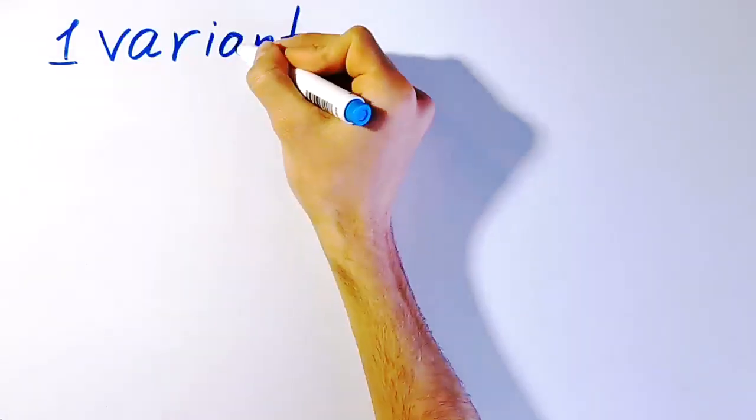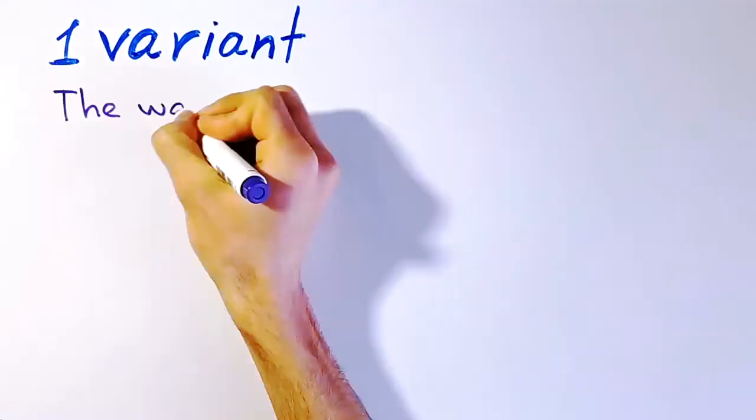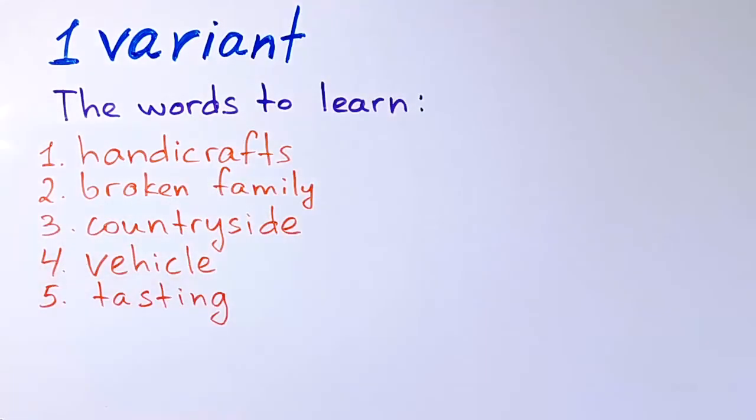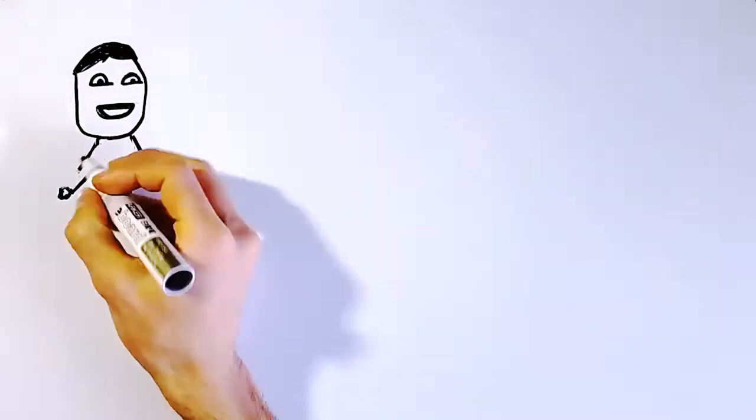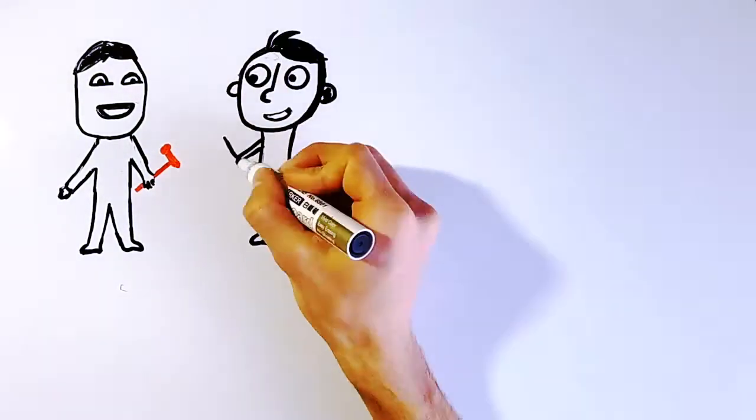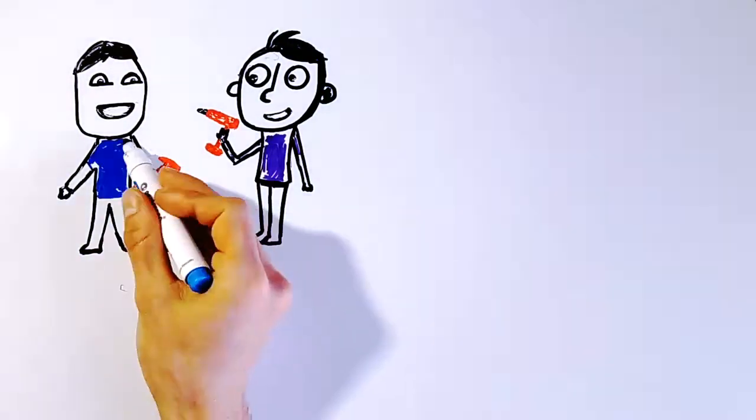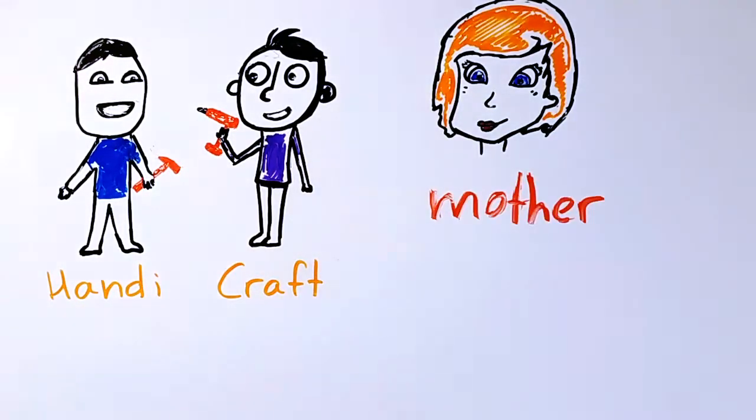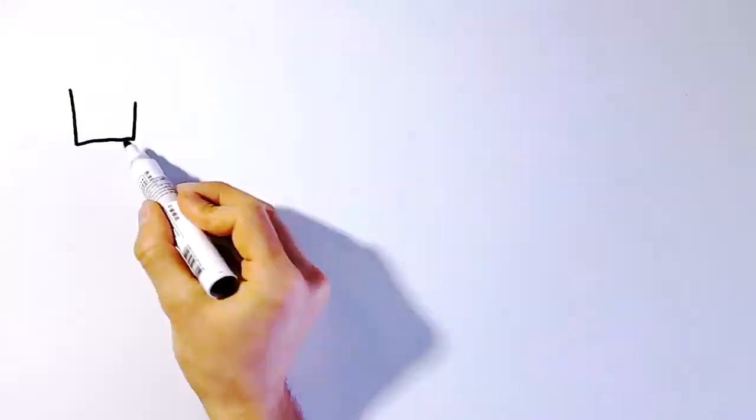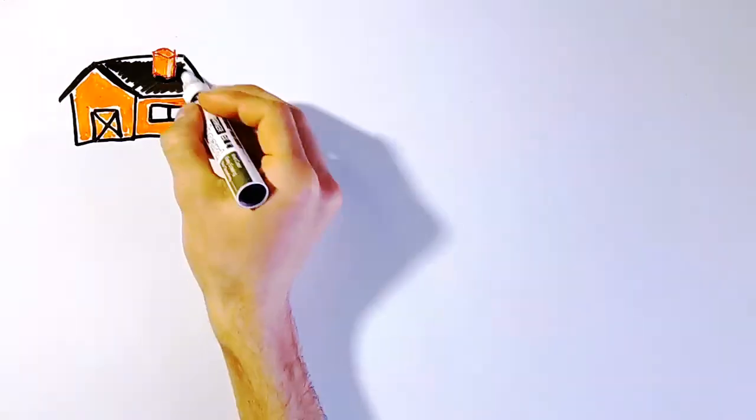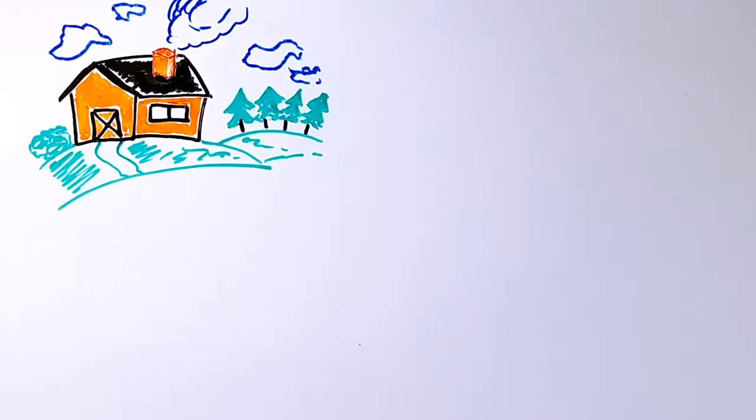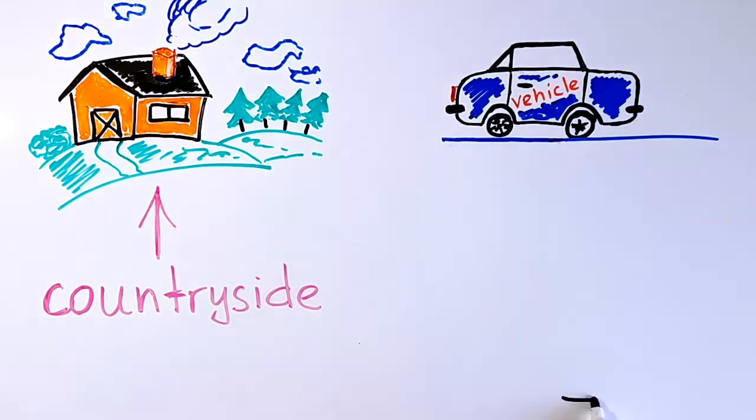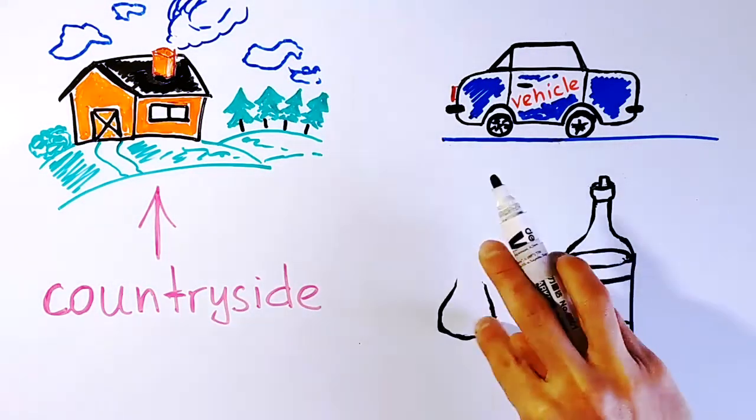Let's look at the examples. Here are English words you should learn. Handicrafts, broken family, countryside, vehicle, tasting. The brothers Handy and Craft were engaged in making handicrafts. They came from a broken family named Broken. The Brokens lived in the village called Countryside. In summer, they liked to travel by their car. The car brand was Vehicle. They always went through a grape garden where they tasted magical wine named Tasting.